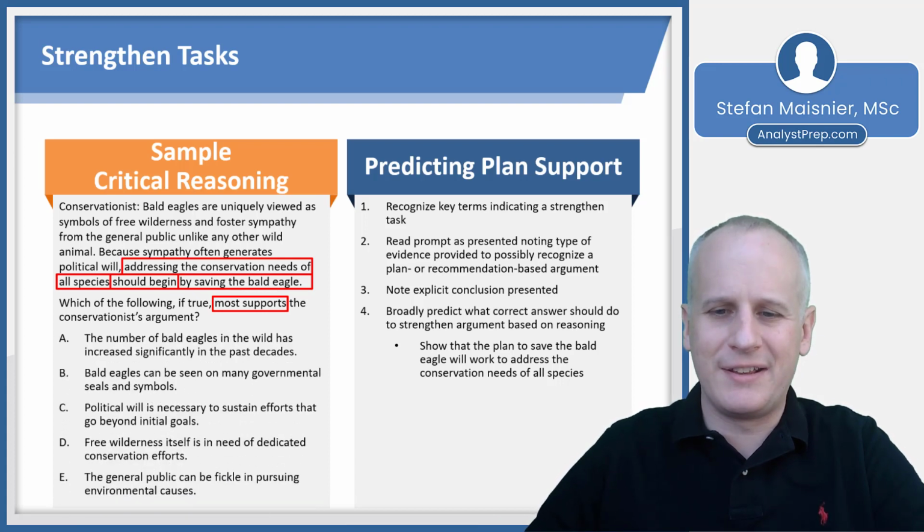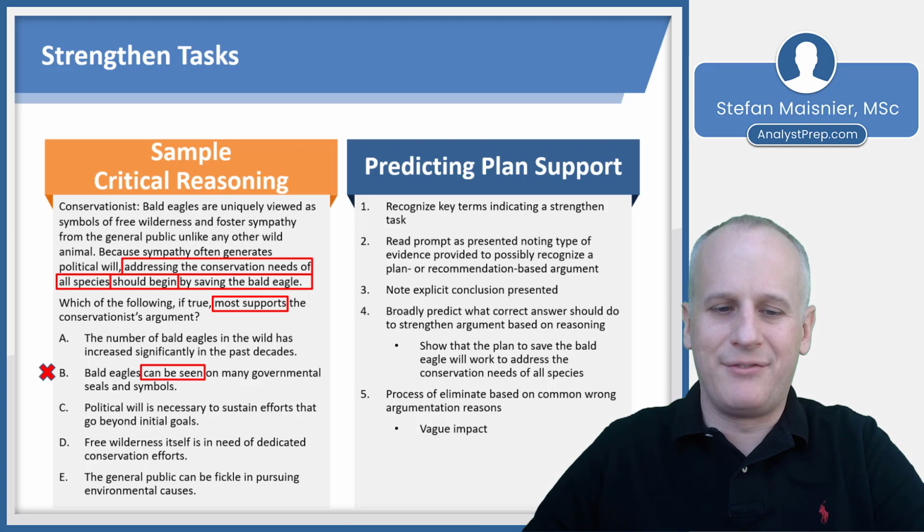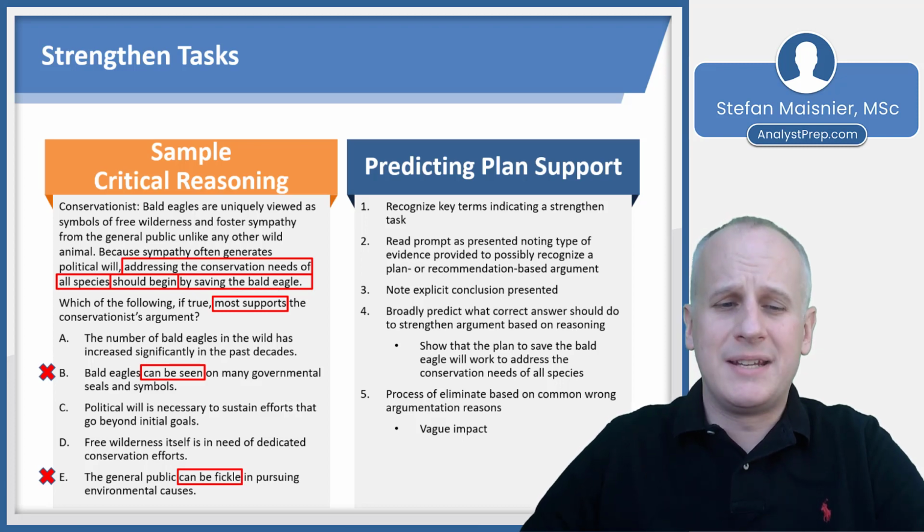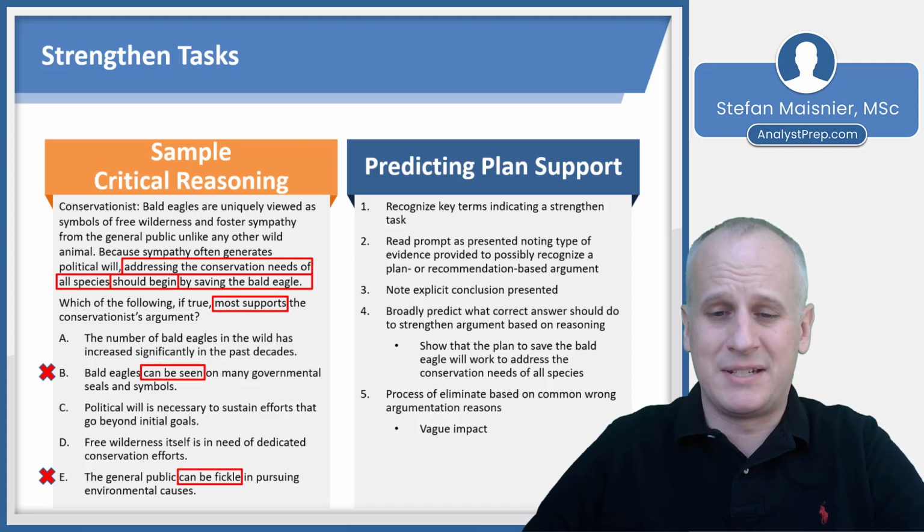So let's introduce our answer choices. And we're going to process of elimination based on common wrong argumentation reasons as always, starting with vague impacts. And we can see a couple of cans. We've got bald eagles can be seen on many governmental seals and symbols, and the general public can be fickle in pursuing environmental causes. Wonderful. Are they frequently, in terms of the general public being fickle? I don't know. We need more details about that. Does that affect conservation as a specific environmental cause? I don't know. Same thing with bald eagles, them being on governmental seals and symbols. Maybe that's why they have fostered sympathy, but it has nothing to do necessarily with this specific plan. So great reasons to eliminate B and E pretty directly.